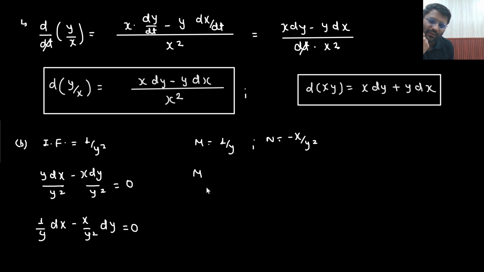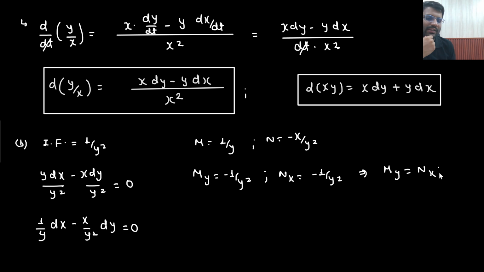So partial differentiation of m with respect to y is minus 1 by y square. Partial differentiation of n with respect to x is also minus 1 by y square. Are both of them the same? Yes sir. Both are the same. That means it is now becoming an exact equation. And if it is an exact equation, can you solve it directly? Absolutely sir. How will I solve it?